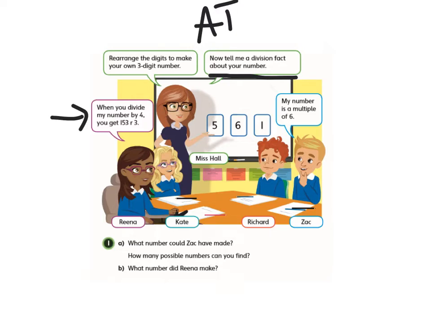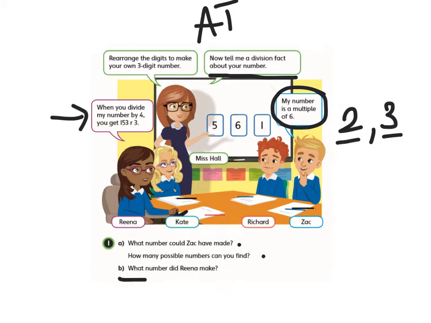So what I want you to do is think about, remember last time we looked at some division facts and you learnt something about the number 3. So if his number divides by 6, it must also divide by 2 and by 3. So just think about those two facts there. What number could Zach have made? And how many possible numbers can you find? And what number did Rena make? So a couple of different things you need to try for that one.